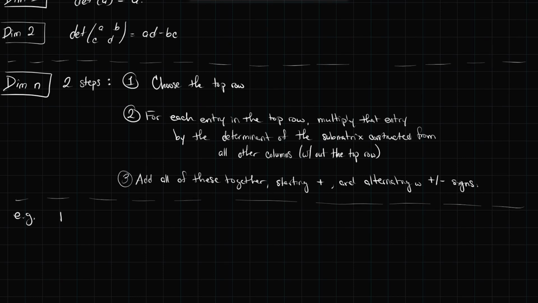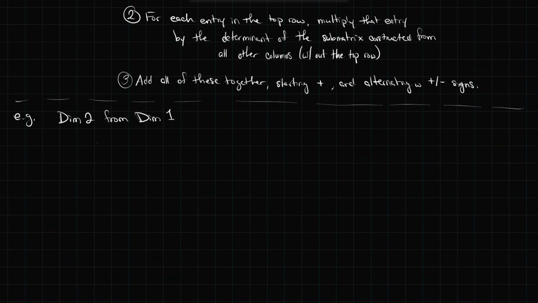For example, let's go to the second dimension from the first dimension. So I start with my matrix A, B, C, D, and I want to take its determinant. What I do is I isolate the top row, so I have an A and a B. For each entry in the top row, multiply it by the determinant of the submatrix constructed from all other columns without the top row.